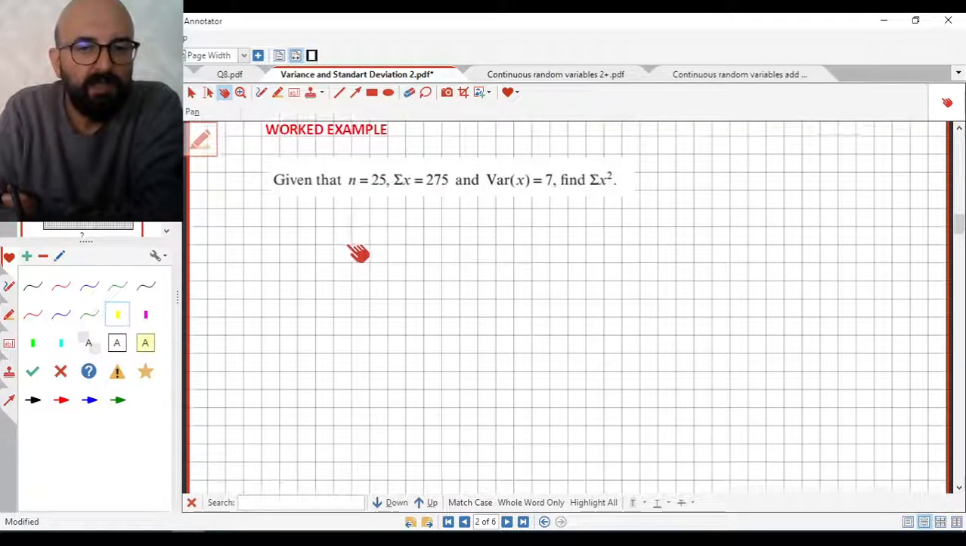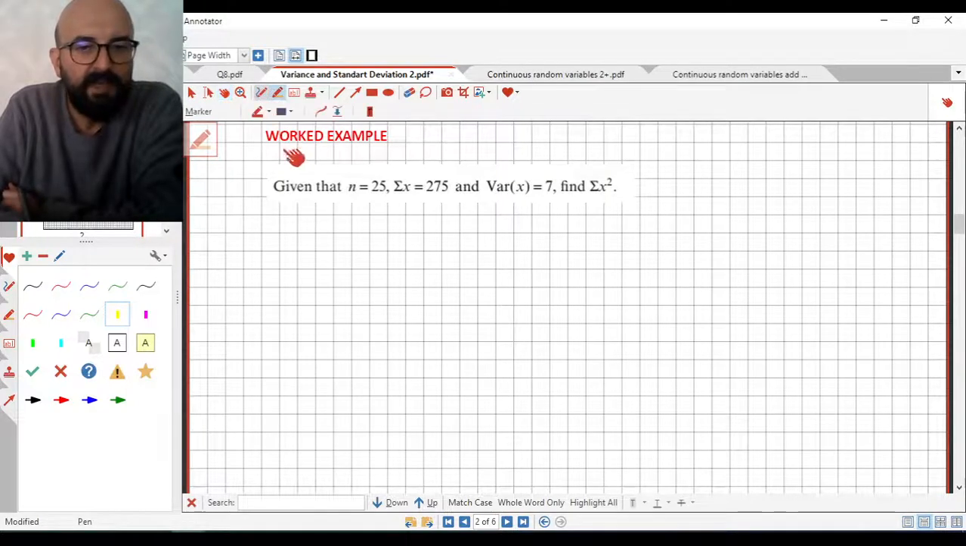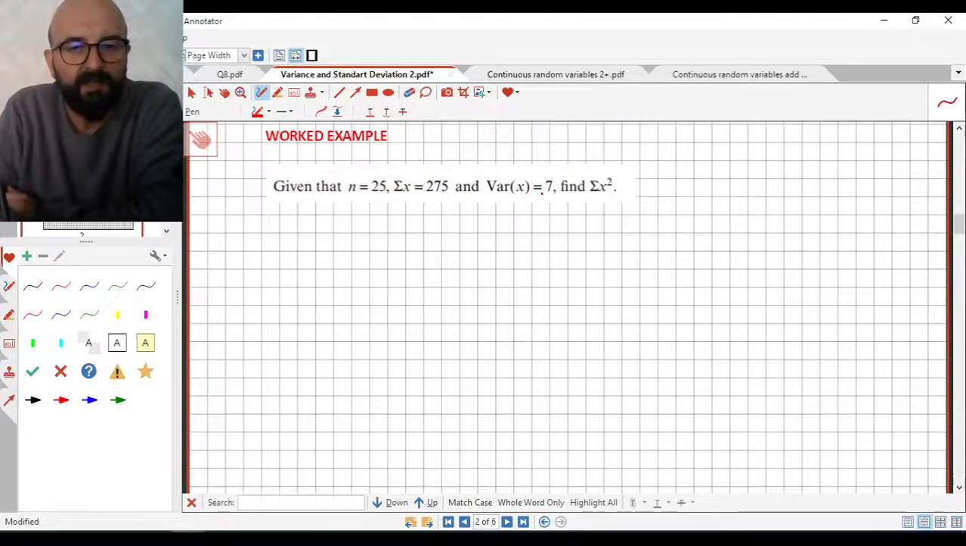In the worked example, we are given n is 25 and the sum of x is 275, and the variance is 7, and we will find the sum of x square. Please remember our variance formula for ungrouped data.